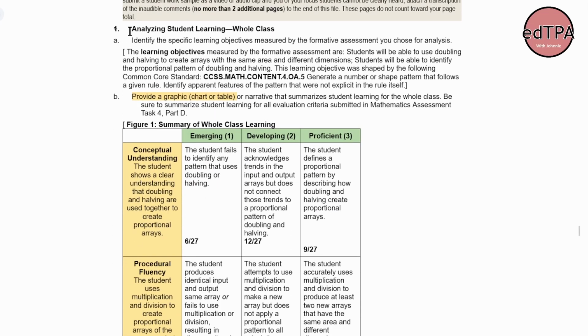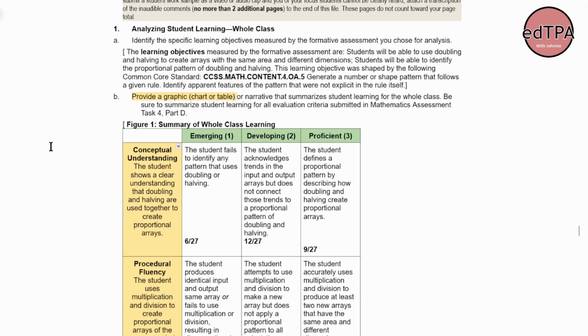Start with the first one, analyzing student learning, whole class. Identify the specific learning objectives measured by the formative assessment. You can see the very first sentence does that. Students will be able to use doubling and halving to create arrays with the same area and different dimensions. And it continues, students will be able to identify the proportional pattern of doubling and halving. So great learning objectives, and then their connection to the standards.